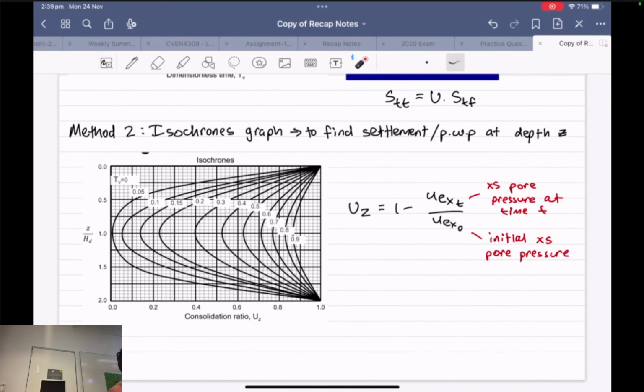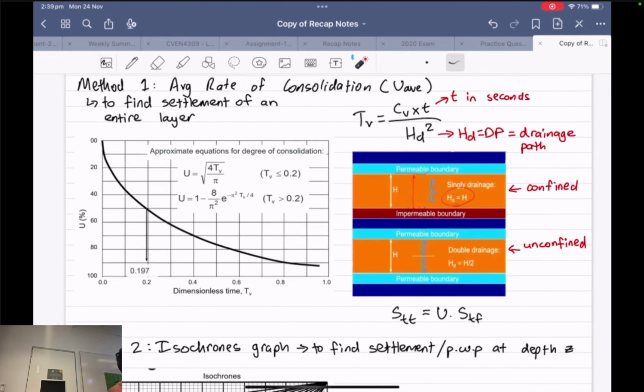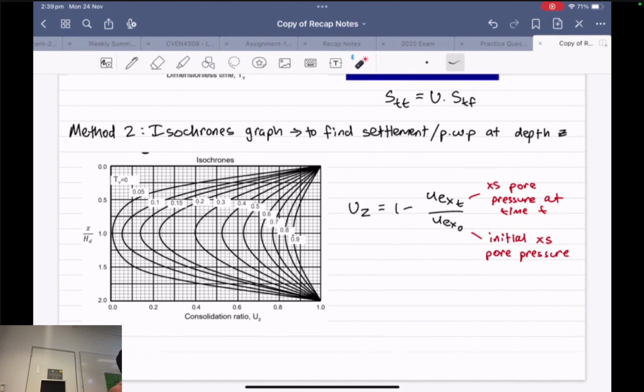Your other method is when you want to find settlement or pore water pressure at a certain depth. So this one was for an entire layer. This one is now for a certain depth. What you do is use the isochrones graph, where you have to find Z, which is the depth that you're interested in, HD, which we discussed earlier, and Z on HD. You draw a line across, you find TV, and you find where your Z on HD intersects with your TV, and then you draw a line down. Whatever value you get, that's your consolidation ratio. And you can use that to find the excess pore water pressure or total pore water pressure at a certain point.